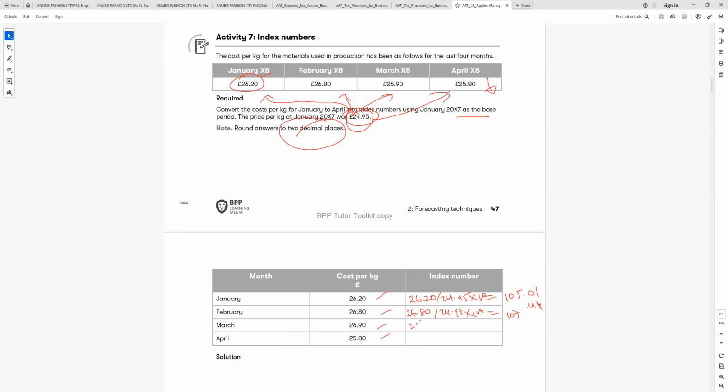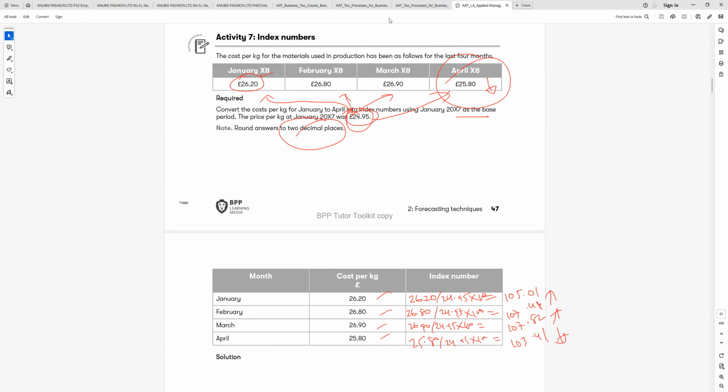Again, the current period on top, 26.90, divided by 24.95, multiplied by 100, and that will give us 107.82, and 25.80 divided by 24.95, and that gives 103.41. So you can see here, after January, in February and March it is increasing, and then again in April it is going down. The same way, in April it was going down.